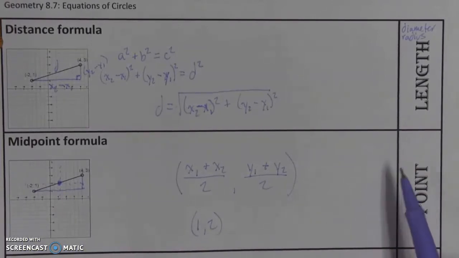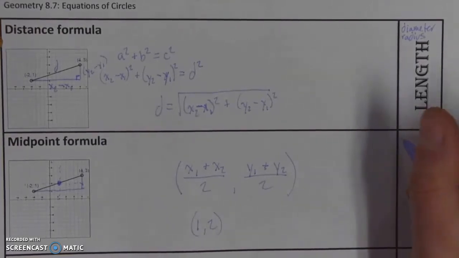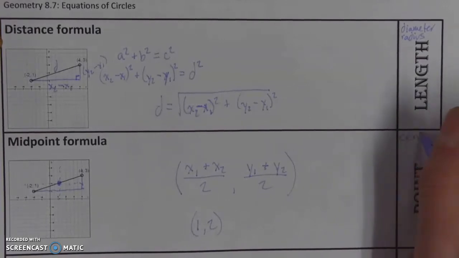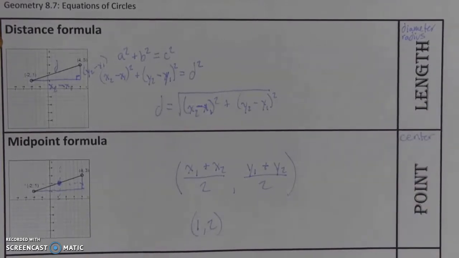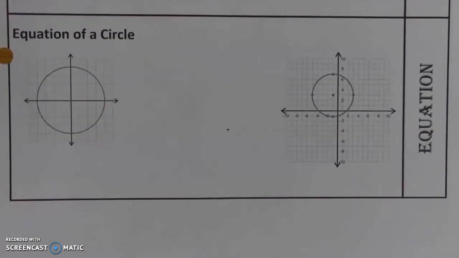This midpoint formula is going to be particularly useful when you're looking, of course, for points. That's what it does. And in a circle, the main point that we focus on is the center. So if you ever need to find a center of the circle, it would be good to consider the midpoint formula. But let's get to the actual equation of a circle.